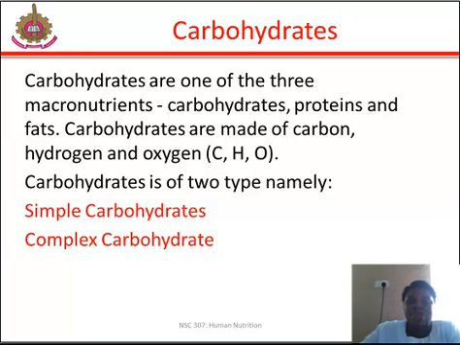Simple carbohydrates contain one or two sugar molecules. The two categories of simple carbohydrates are monosaccharides and disaccharides. Monosaccharides contain one molecule of sugar. Examples are glucose, fructose, and galactose. Fructose is the sweetest natural sugar, and galactose is not found alone in foods. Disaccharides contain two molecules of sugar: lactose, maltose, and sucrose.